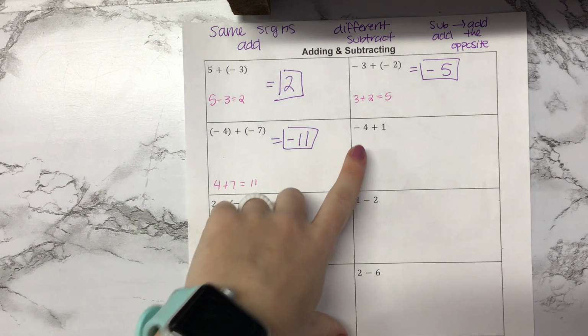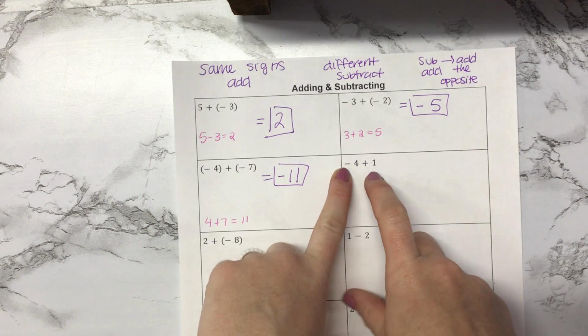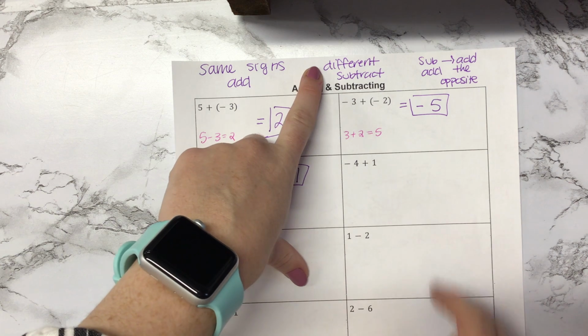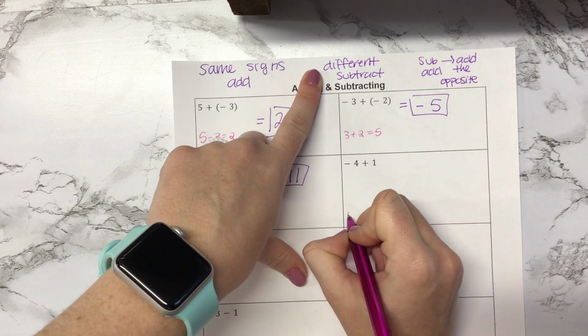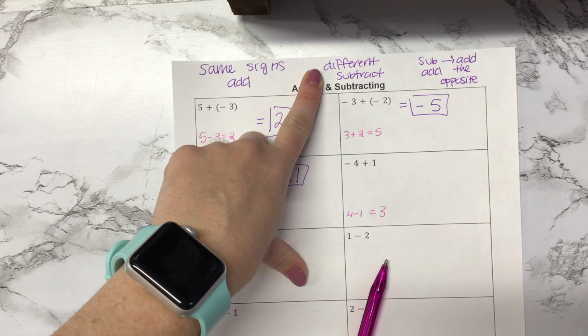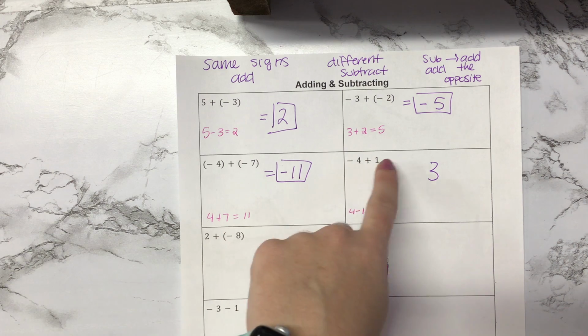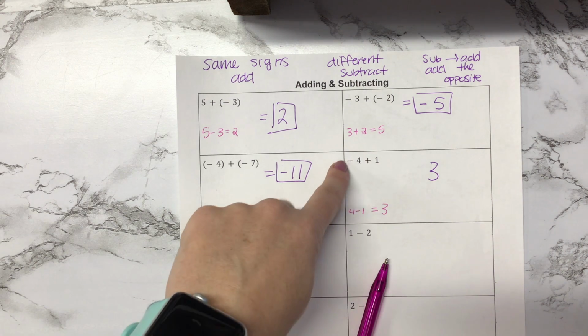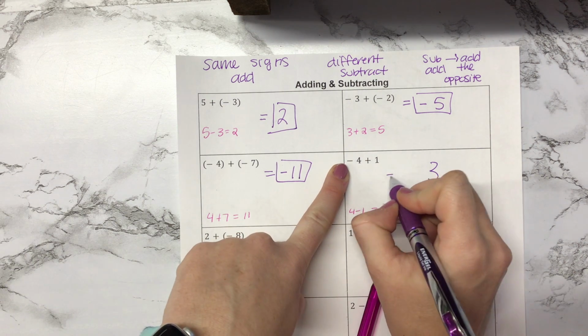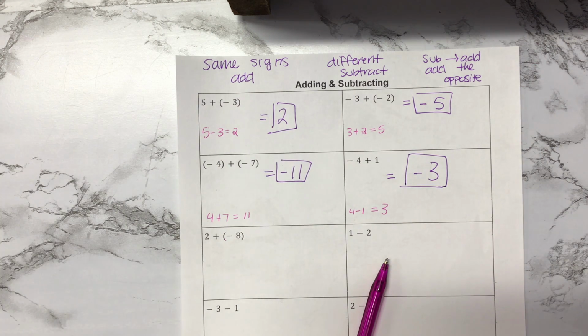Okay. Negative 4 plus 1. 4 is negative, 1 is positive. Those are different signs, so I'm going to subtract. 4 minus 1 is 3. There's 4 negatives and 1 positive. There's more negative numbers, so my answer is going to be negative. So negative 3.